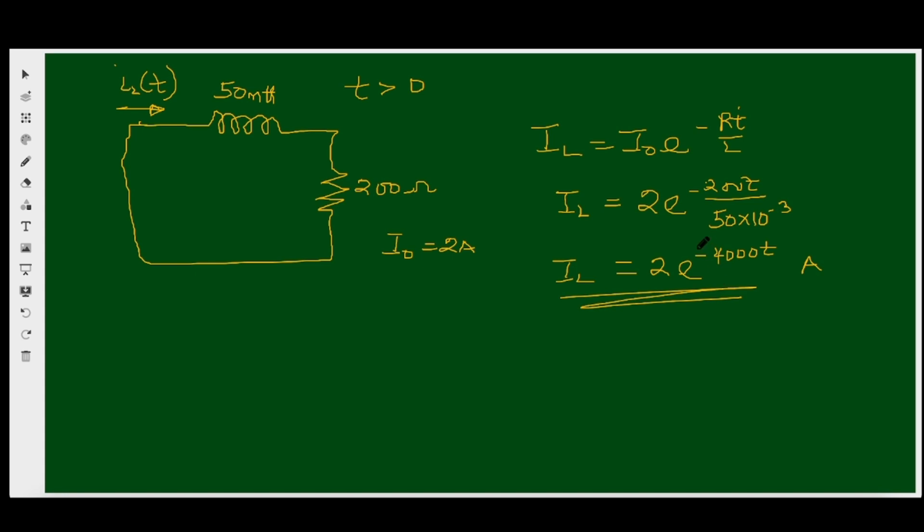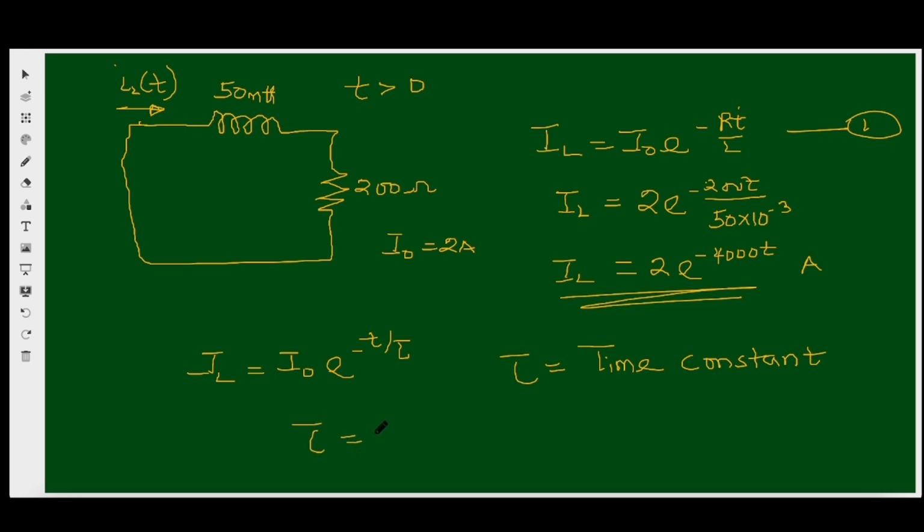So from this equation, we usually write our general equation as IL is equals to I naught e raised to power minus t over tau, where tau is the time constant. If you compare this to this equation here, what does our tau mean? It means our tau is L over R, and the unit is in seconds. So that's our time constant.